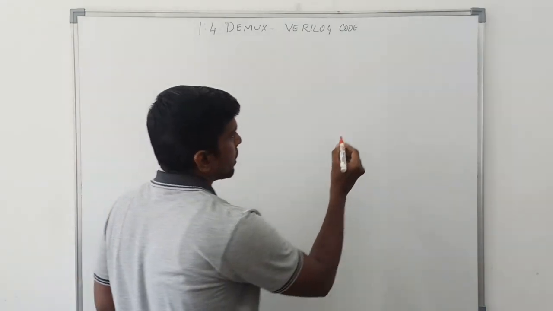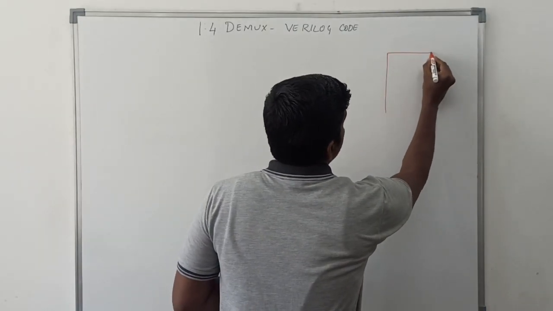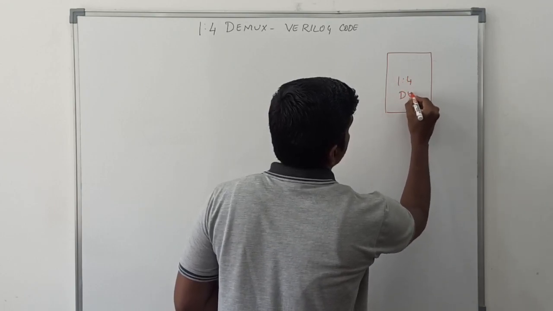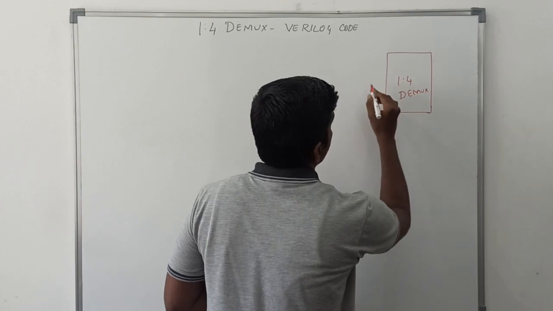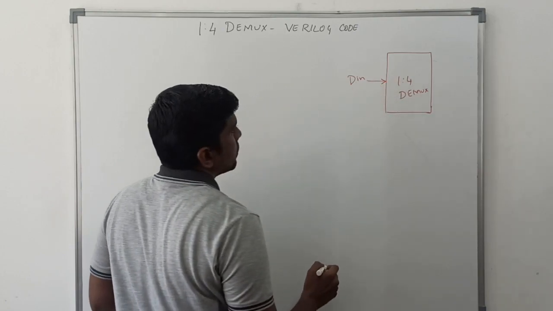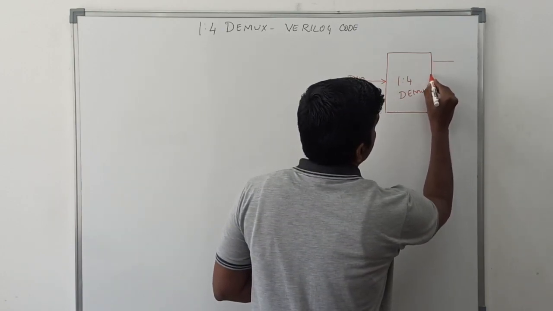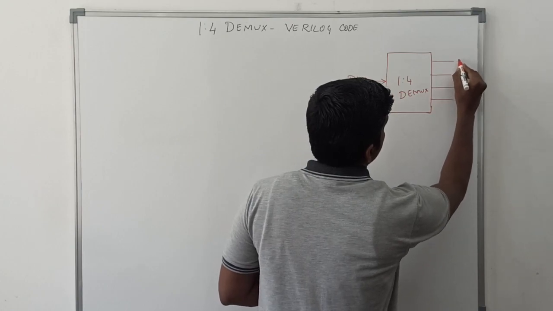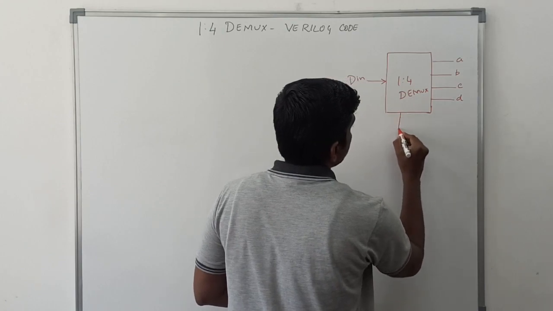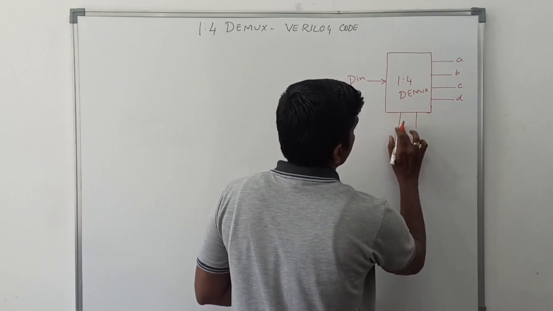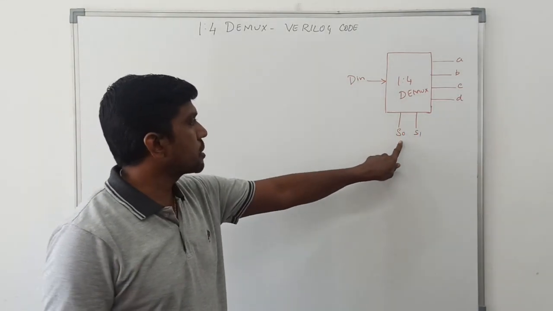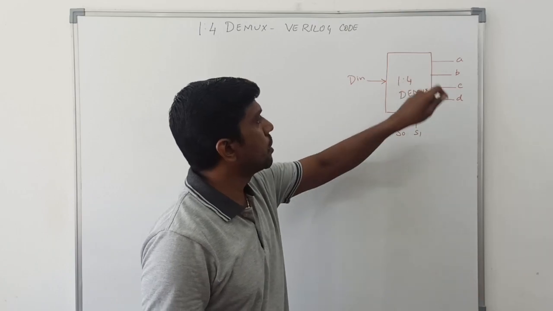First I draw the block diagram. The 1:4 demux has only one input, data in. Then it produces four outputs, namely A, B, C, D. Then these two lines are called selection lines S0 and S1. Based on the selection lines, the input signal is connected to an output.